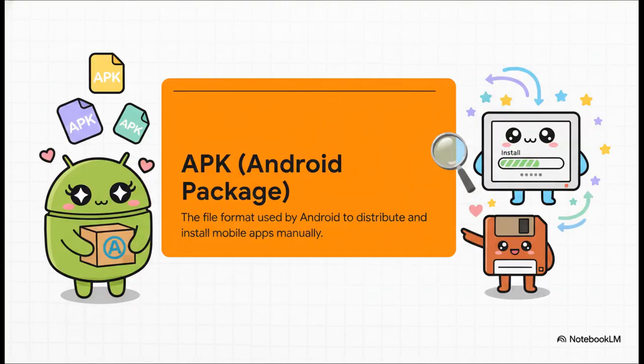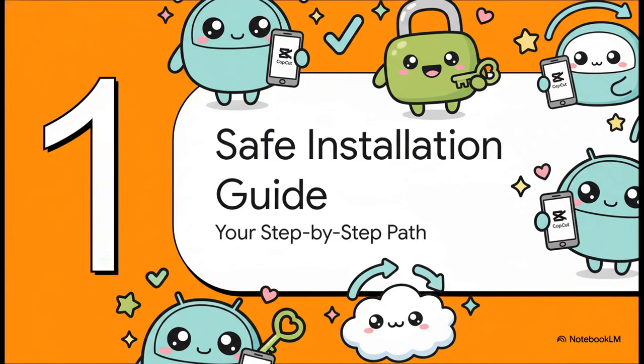Okay, before we dive in, let's clear up one thing real quick. What is an APK anyway? Well, it's short for Android package. And honestly, the best way to think about it is like this. It's basically the .exe file for your phone. You know how you download a .exe to install a program on your Windows computer? Yep, an APK is the exact same idea, just for Android apps. All right, let's get to the good stuff.